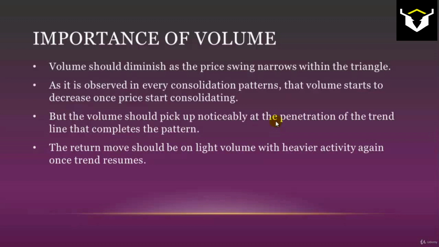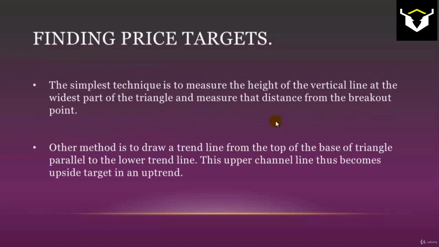So once prices enter a consolidation pattern indicating a triangle, volume must dry up while prices are trading inside the triangle zone. When prices break beyond the triangle, volume must rise considerably and increase as prices move upwards. If prices suffer a pullback to the trend line, the pullback should be on lighter volumes. Now that we have learned about volumes, let's learn about finding price targets.